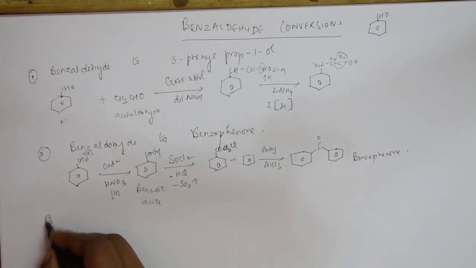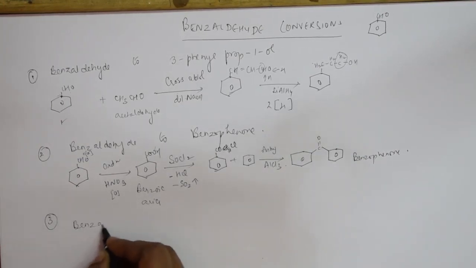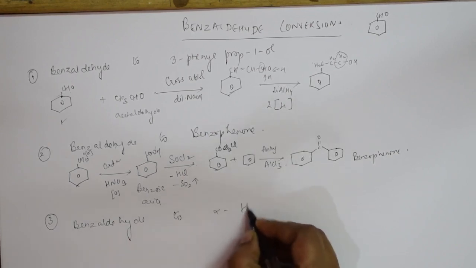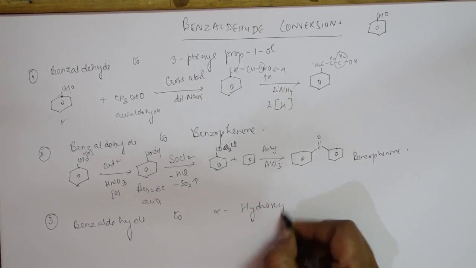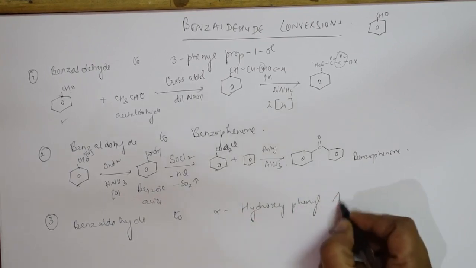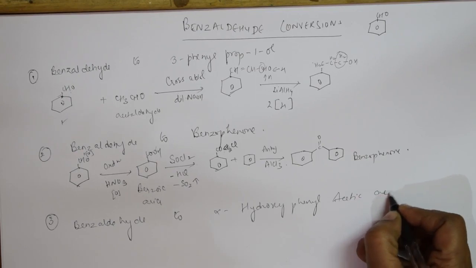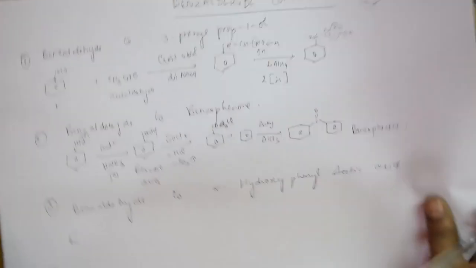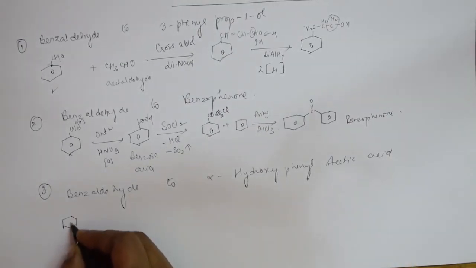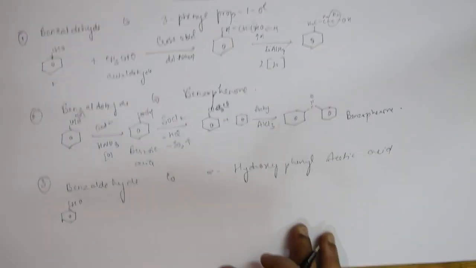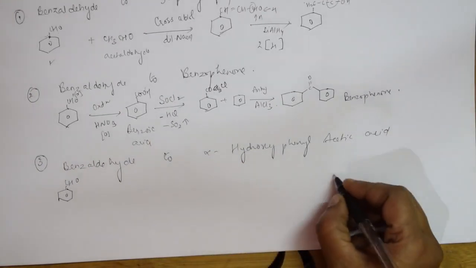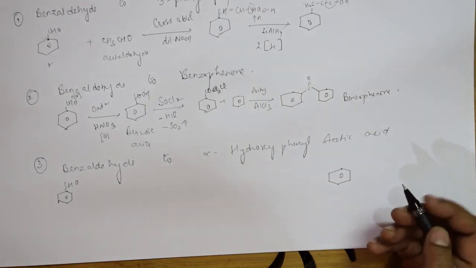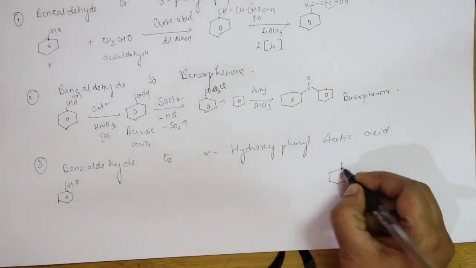Now the next type of conversion: let me see if they have asked me to convert benzaldehyde to alpha hydroxy phenyl acetic acid. Okay, such a big name. Let's see what the formula is first. Acetic acid. Now benzaldehyde, as usual, is this CHO. I have to convert this into alpha hydroxy phenyl acetic acid. What is this? This is your thing.